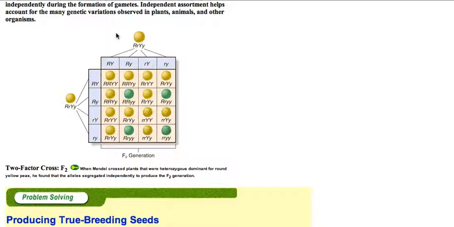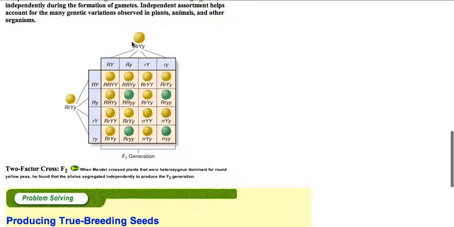So in other words, they started out with round yellow, right? Originally it was dominant round and dominant yellow. And they mixed it with wrinkled green. But now they're getting some round green and some wrinkled yellow. As you can see, the variation is different. So round does not have to go with yellow all the time. Round can also go with green.